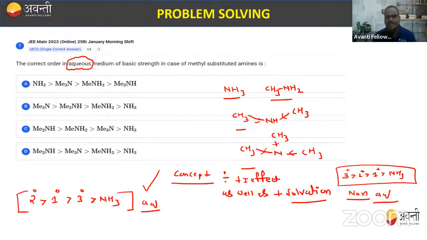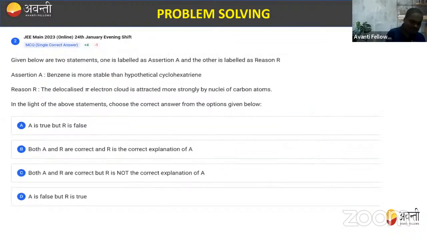Very good. So this is for aqueous and non-aqueous. This is the correct order: 2 degree, 1 degree, 3 degree. So which option is correct? Yeah, that is option C: 2 degree, 1 degree, 3 degree, and then comes ammonia. Let's move to the next question.